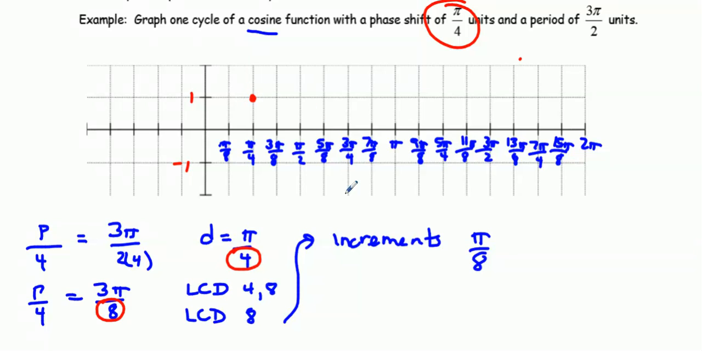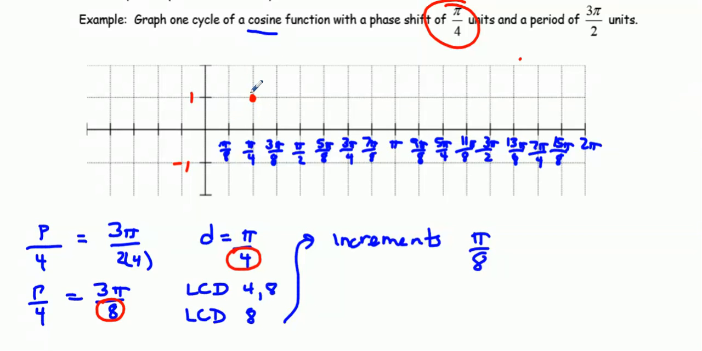And I know that this happens over a quarter of the period. Now, a quarter of the period of the original function would be pi by 2. We'd be going over pi by 2. But this period has changed. It's not 2 pi. This period is 3 pi by 2. So the quarter of the period is 3 pi by 8. So I need to go over 3 pi by 8 units. Well, I can see on my graph that 3 pi by 8 units represents 3 squares or 3 increments.